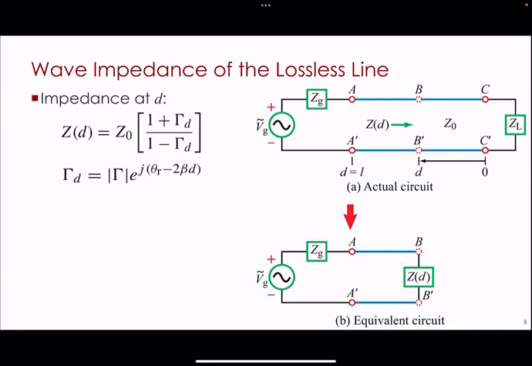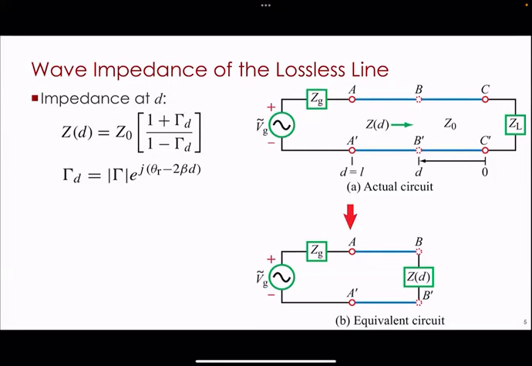So it's all baked into that impedance, which means we can replace our circuit with this. So we still have our voltage source. We still have our generator impedance. We're still connected at AA prime to our transmission line. We didn't deal with this section at all. We didn't do anything between AA prime and BB prime, but everything after BB prime is baked into Z at D. Does that make sense?